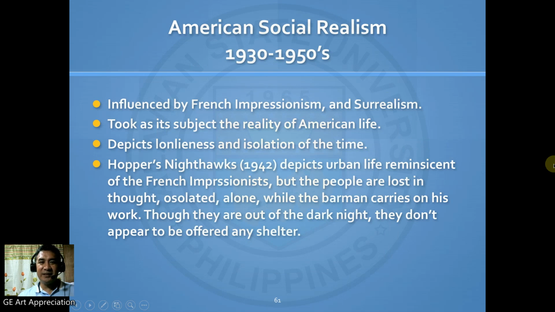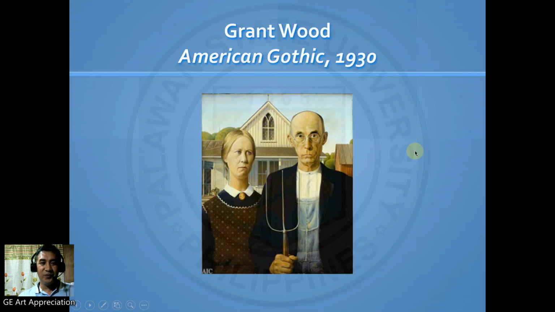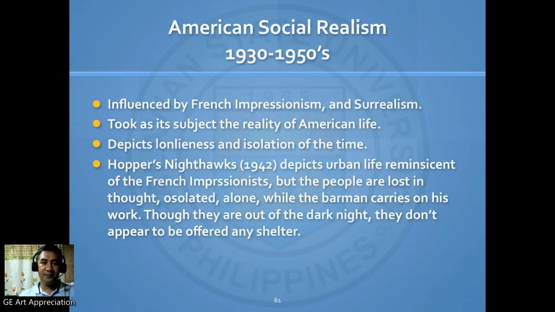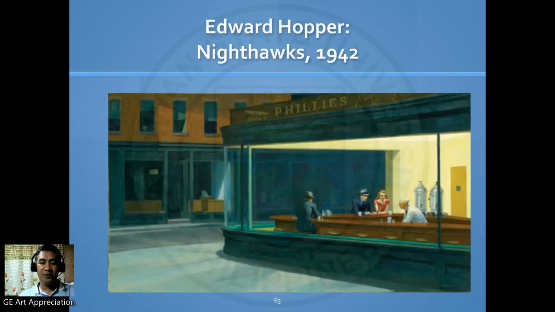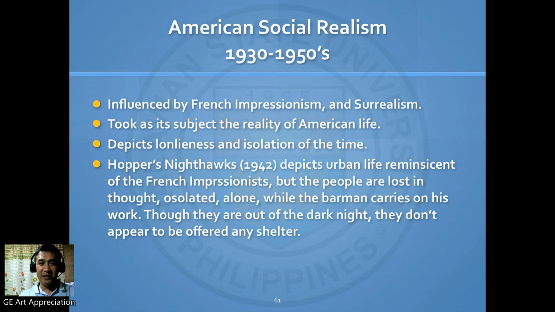American social realism during 1930 to 1950s. It was influenced by French Impressionism and Surrealism. It depicts loneliness and isolation of the time. Let's take a look. Grant Wood, The American Gothic in 1930. It says here, it took as its subject the reality of American life, and it depicts loneliness and isolation of the time during American social realism.